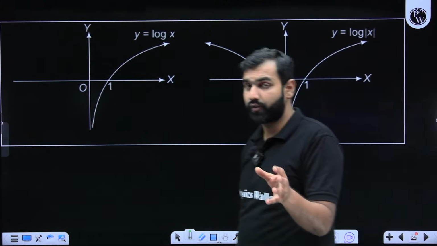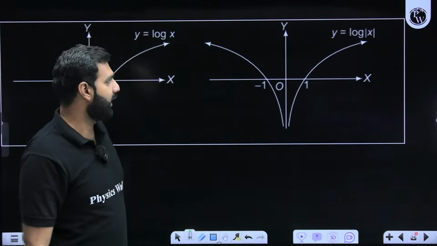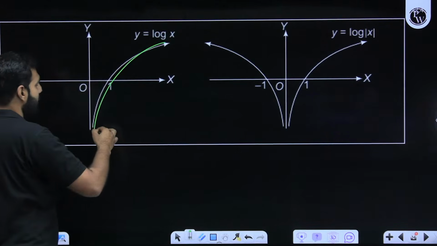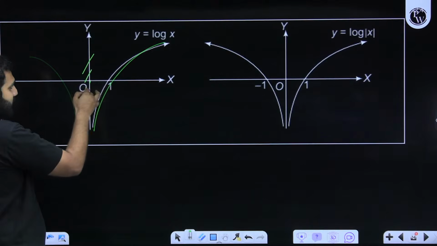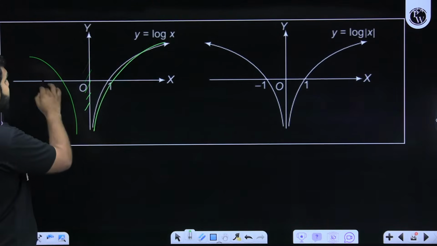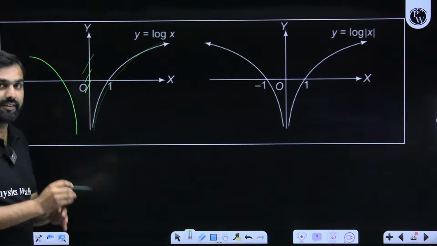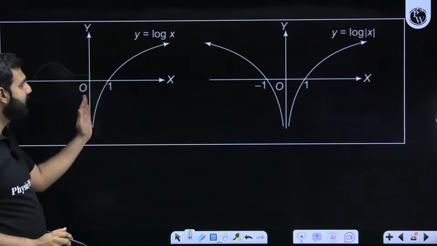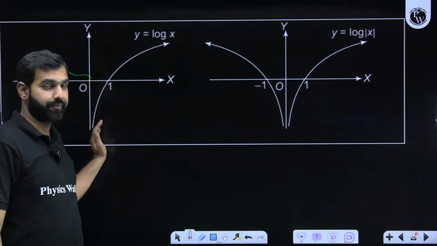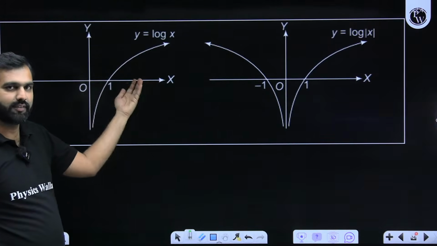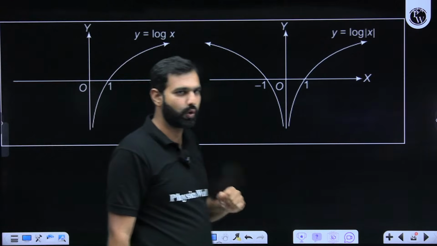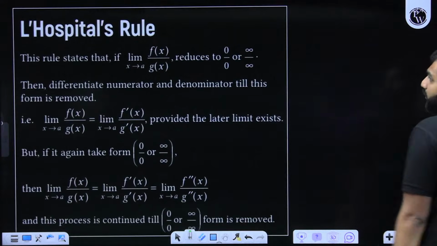For f of mod of x, if you wish to draw its graph, all you got to do is take the mirror image of this curve in the y-axis. Let's say some part of the graph exists here on the negative side of the x-axis, then remove that first and then take the mirror image of the graph which is there on the positive side of the x-axis on the negative side of the x-axis. Can we go ahead with that? Move ahead. The next part is this.